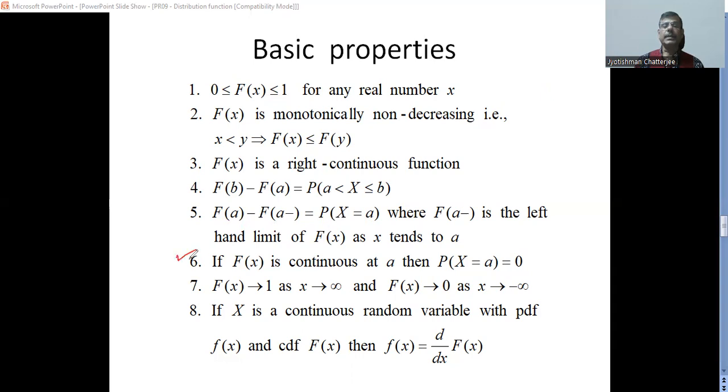Now let's come to property 6. If the function F_X is continuous at a, then the probability of capital X equal to a turns out to be 0. Why is it so? Let's apply property 5.